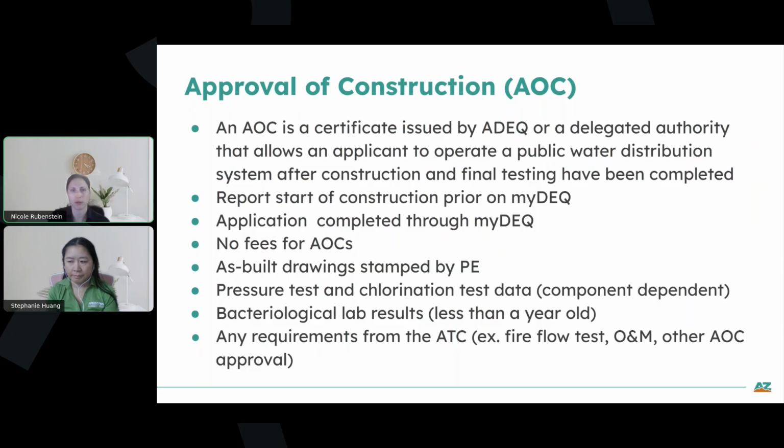And occasionally there might be an additional requirement that was stated on the ATC. For instance, some ATCs will include that the fire flow test will be submitted at the AOC stage instead of the ATC stage. For treatment, O&M is typically required sometimes at the ATC stage, sometimes at the AOC stage. And sometimes the AOC might be contingent upon another AOC approval. So there can be additional requirements, but those would be stated in the ATC permit. So they would be known well in advance of what would be required at the AOC stage.